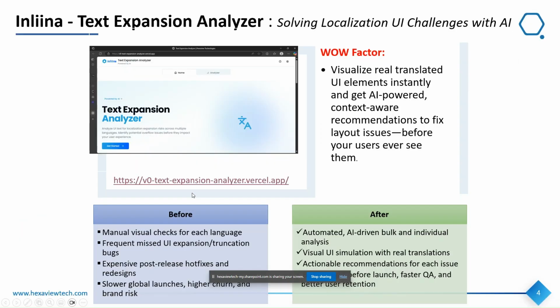Moving back to our presentation. Before, we used to have manual visual checks for each language. We frequently used to miss UI expansion and truncation bugs, with expensive post-release hotfixes and redesigns, slower global launches, higher churn, and brand risk. But using this tool, we have automated AI-driven bulk and individual analysis, visual UI simulation with real translations, actionable recommendations for each issue, and better user retention. Thank you.